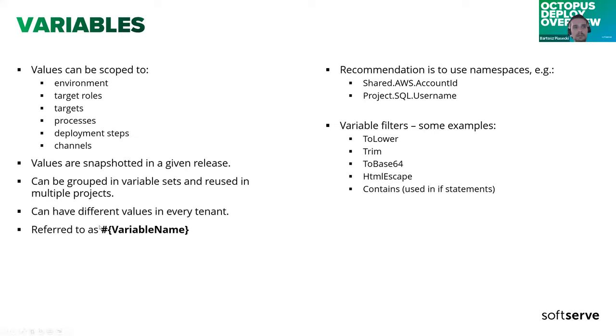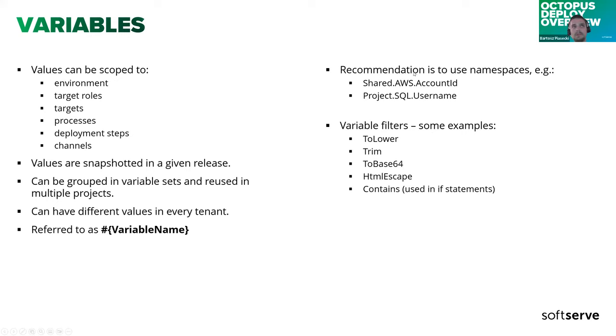The reference is written like this. It's a hash sign and braces, and inside the braces you have the variable name. You can also apply filters to the variable name so that you can get the current value of your variable. You can lower them, parse to lowercase. You can trim the white spaces or simply encode in base64. Those filters are available to you, and you use them by referring to the variable name, and you put a pipe and the name of the filter.